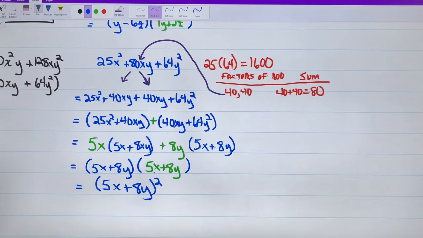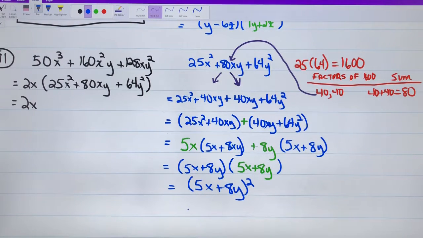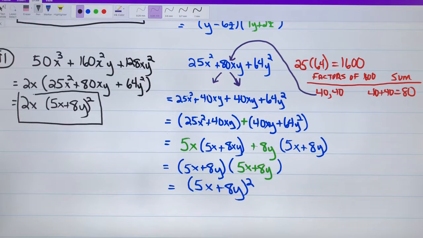Going back to the original problem, the first factor we pulled out was 2x, and for the completion of the factorization, from our trinomial we have 5x plus 8y quantity squared. So we have 2x times the square of the binomial 5x plus 8y. That would be the final answer to problem 91.